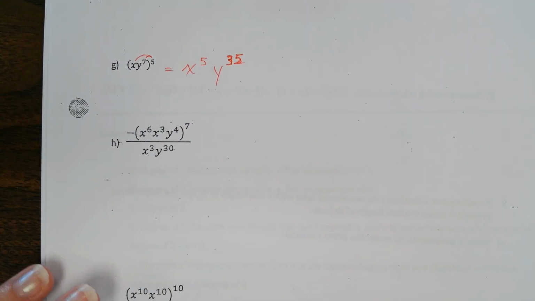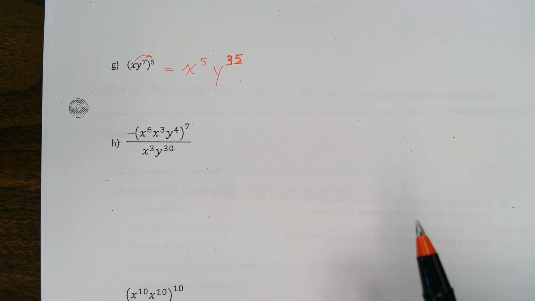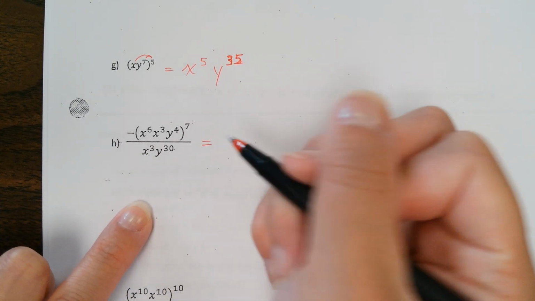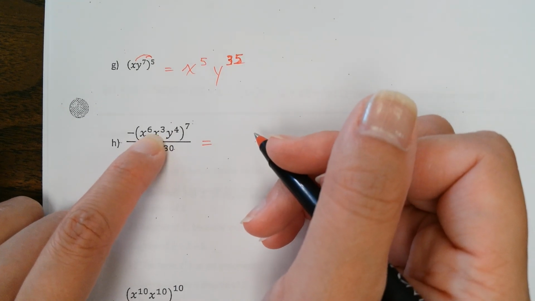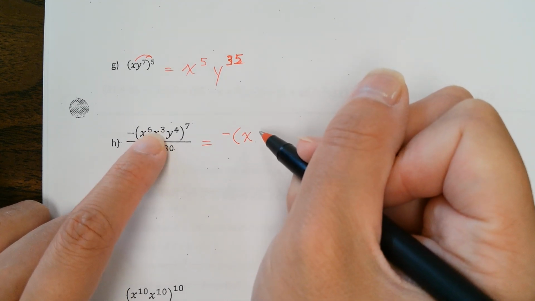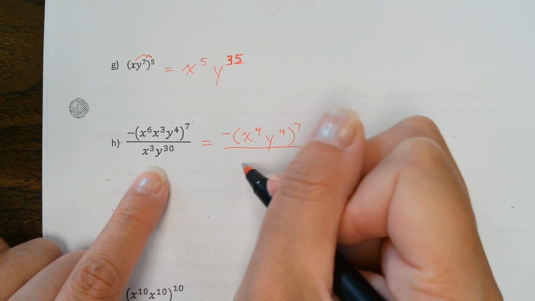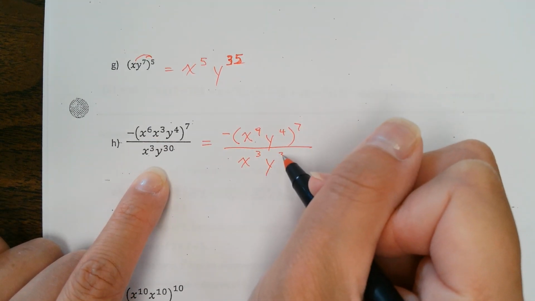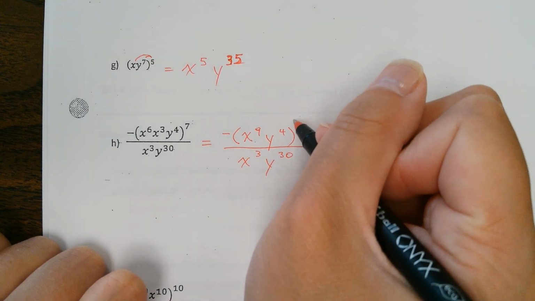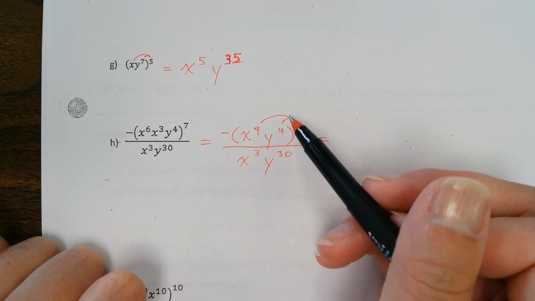Hey, this one, ooh, looks ugly. Should I multiply the 7 in first, or is there a better choice? Add it first, right? Brackets, just like BEDMAS. Deal with your bracket first. I can simplify the inside right here. So I get x to the 9, y to the 4, 7, and then x 3, y 30. Okay, so brackets, exponent. So now I have to multiply this in. I cannot divide first, because bad math.